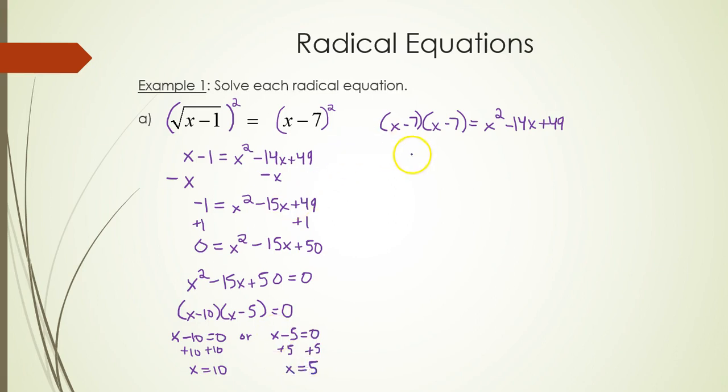You have to check. It's not an option, you have to check. Let's see what happens to our equation when x equals 10. So the story begins here. I have the square root of 10 minus 1 equals 10 minus 7. Square root of 9 equals 3. Is this really true? Yes, it is.